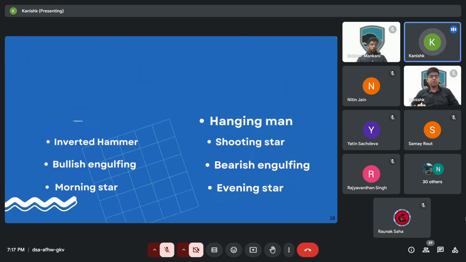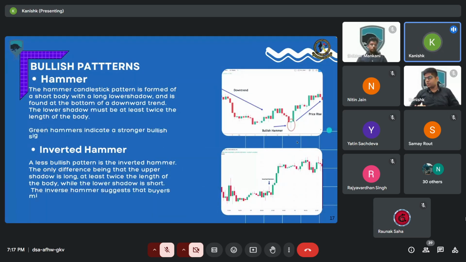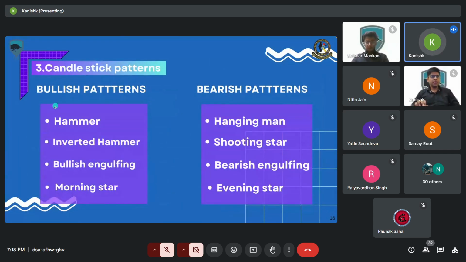So the basic difference between a chart pattern and a candlestick pattern is that usually chart patterns are overall figures that are formed on a chart. Like this is the price action, this is a double bottom pattern, and a candlestick pattern usually consists of 2 to 3 candles. In a chart pattern there will be multiple candles, and in a candlestick pattern there will be 2 to 3 candles only. So here we'll be discussing these candlestick patterns, the bullish and the bearish ones. The bullish patterns include hammer, inverted hammer, bullish engulfing, and morning star.